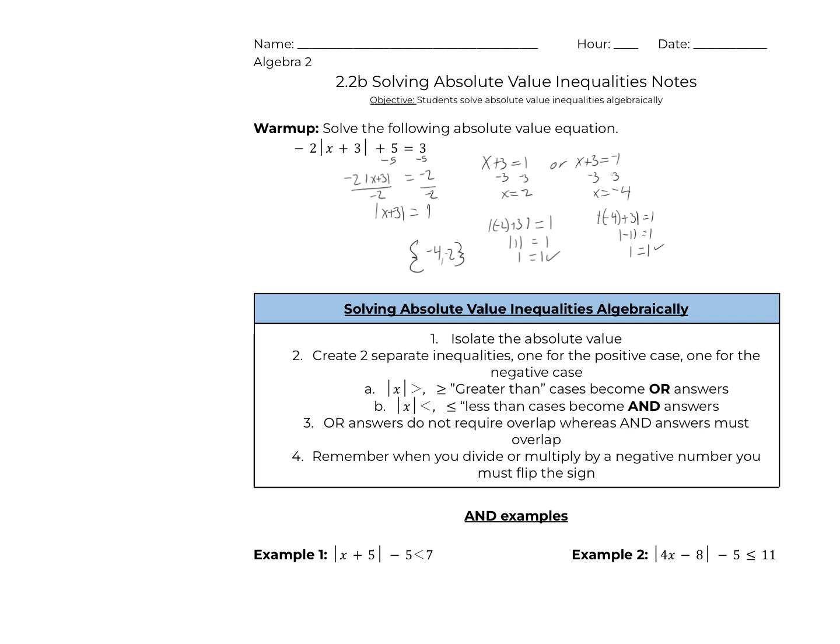If the absolute value is greater than, we're going to use the word or. If the absolute value is less than or equal to, we're going to use the word and to separate them. For or answers, we're not needing an overlap, so any answer is a good answer. For and answers, we are looking for an overlap. There should be two arrows over top of the areas that are good for an and answer. Remember, when you divide or multiply by a negative, you've got to flip the sign.